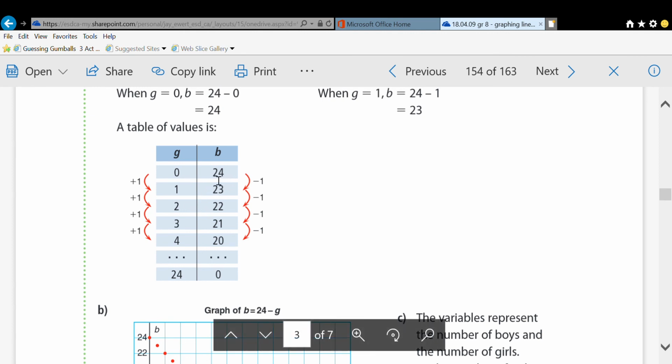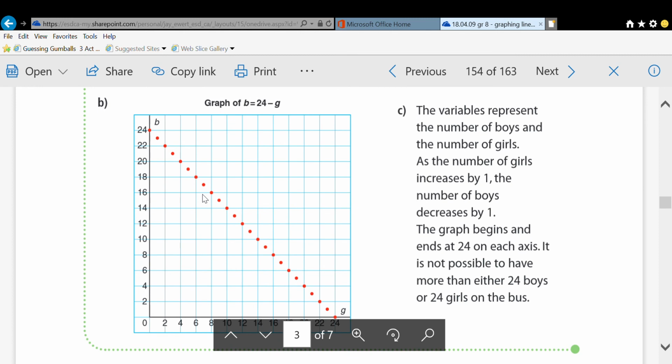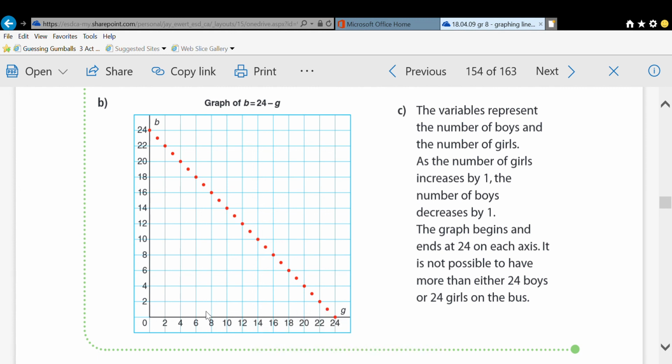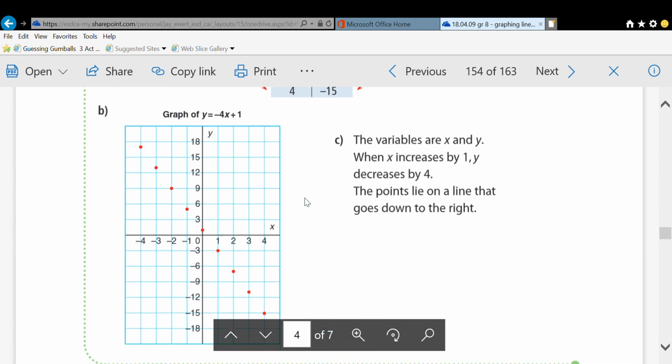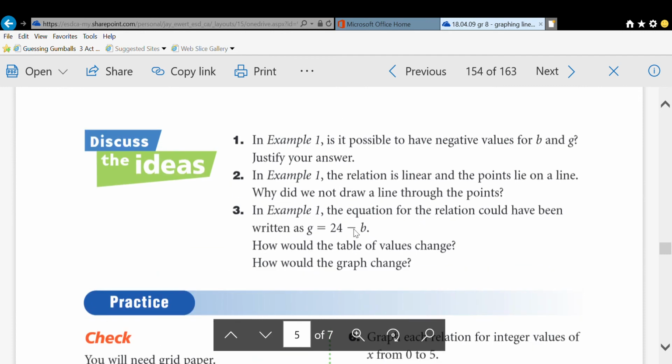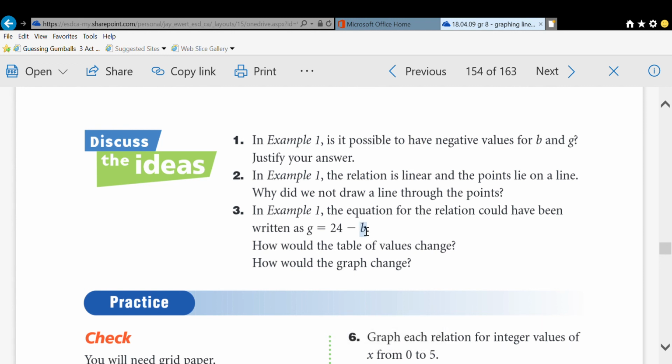The table of values would only be flipped. It would not be any different. The graph would be identical, because still, if there's 24 girls, there would be 0 boys. If there's 23 girls, there would be 1 boy. So the graph itself would actually look exactly the same. These two variables are interdependent, and so how the data is arranged in the table or the graph does not change, because this variable and this variable are interlinked.